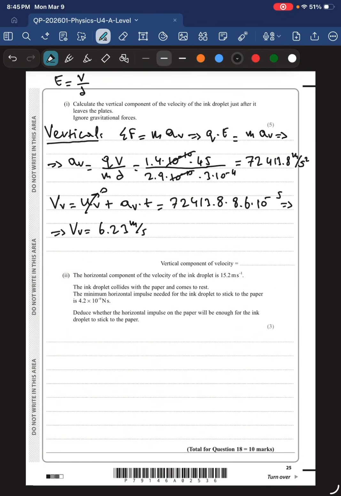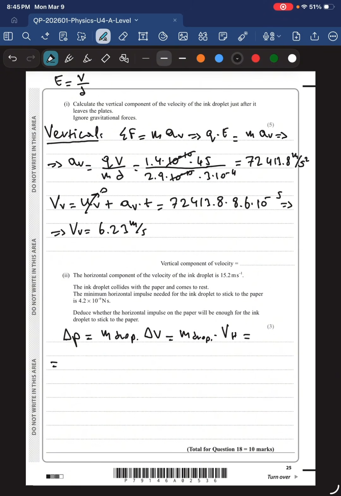All right, so the impulse is equal to delta P, right? So in this case, delta P is going to be the mass of the droplet times delta V. Assuming it stops, delta V is just the horizontal velocity. So we're going to have m of the droplet times V horizontal.